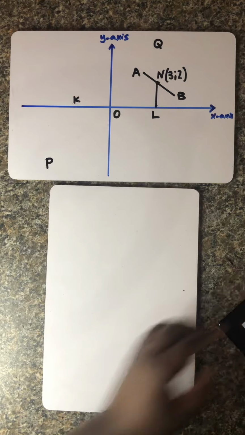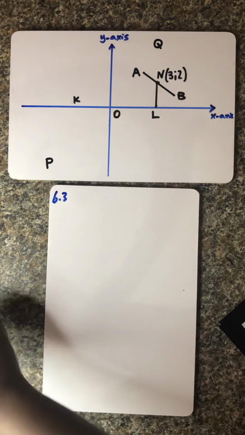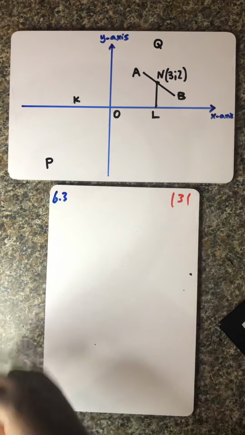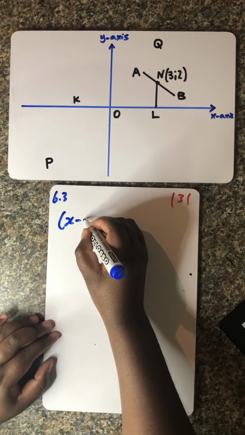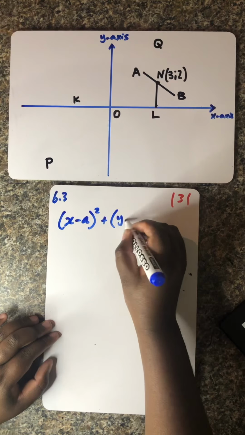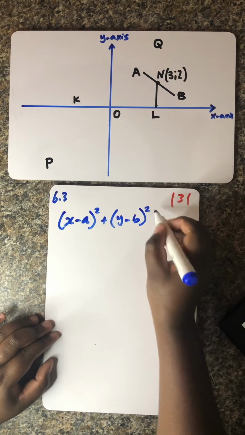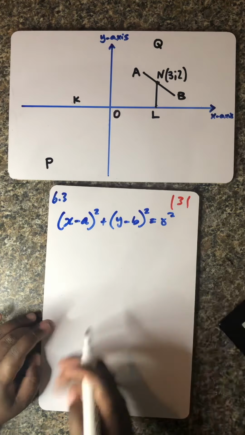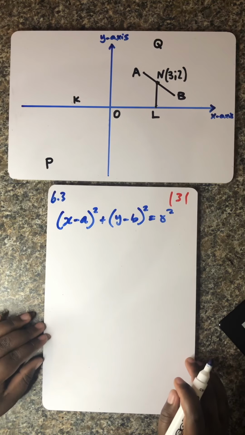Okay, so ladies and gentlemen, at this stage, remember we are now on question 6.3, and this question is allocated just 3 marks. And this is the form in which they want you to give the equation of the circle: (y minus b) squared, which is equal to r squared. It is very, very important, ladies and gentlemen, that you write that formula in the form in which they requested.